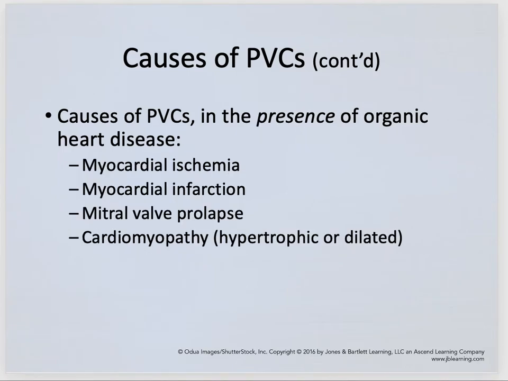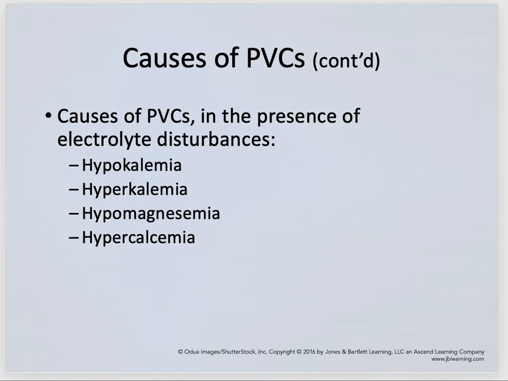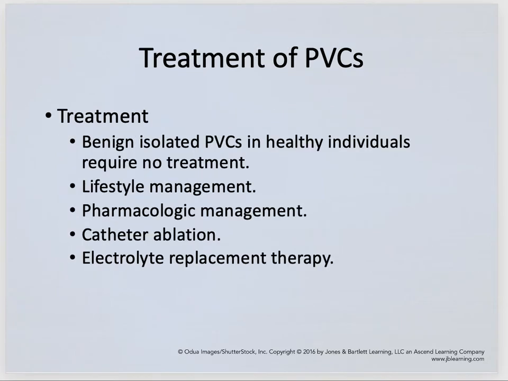There are also factors that lead to hypoxia, where you have less oxygen: alcohol, cocaine, hypoxemia, hypercapnia. Those also can cause it. We can also have lack of blood flow, such as ischemia, right? Myocardial ischemia, myocardial infarction, mitral valve prolapse, cardiomyopathy, anywhere where the actual blood flow is being compromised. And we can have electrolyte disturbances: hypokalemia, hyperkalemia, hypomagnesemia, hypercalcemia. So different types of electrolytes can also cause irritability in those cells within the heart that can lead to PVCs.